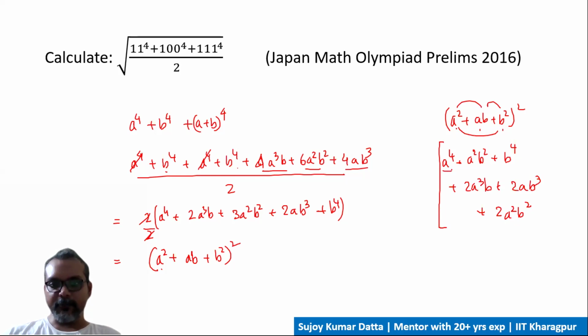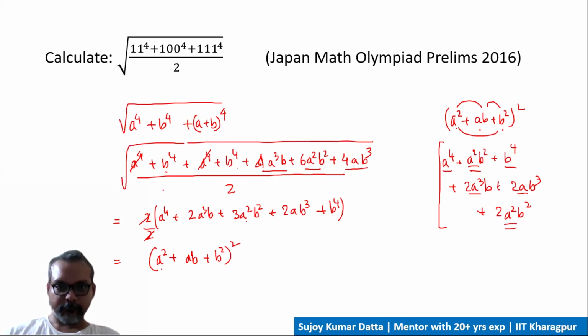So that gives us a to the power 4 plus b to the power 4, then 2a cube b, then 2ab cube, and then 3a squared b squared. So that's what we have. So when we take out the square root, it's simply a squared plus ab plus b squared.